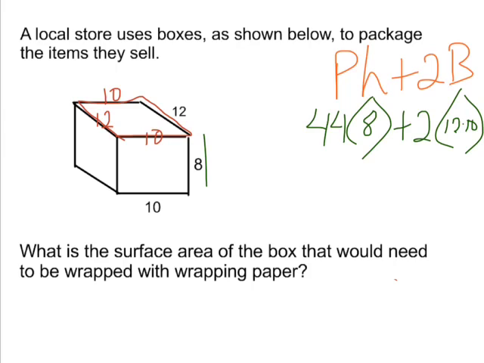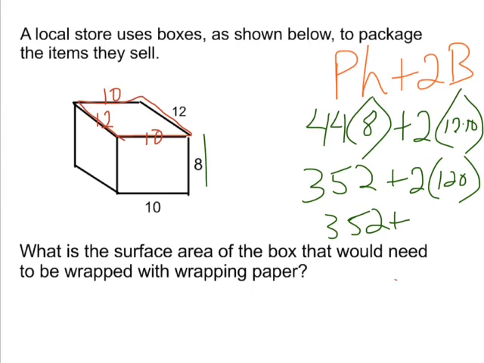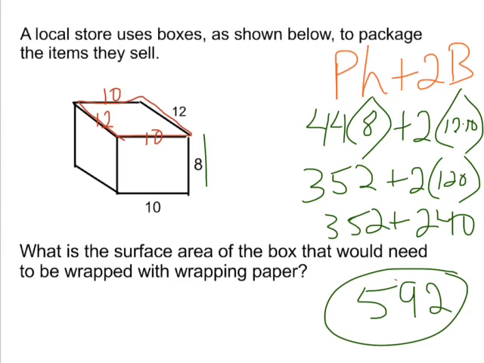So when we do 44 times 8, we get 352. Then we're going to add to that 2 times, and then 12 times 10 is 120. So we have 352 plus, let's see, 120 times 2 is 240. And when you add 240 to 352, you're going to get 592.